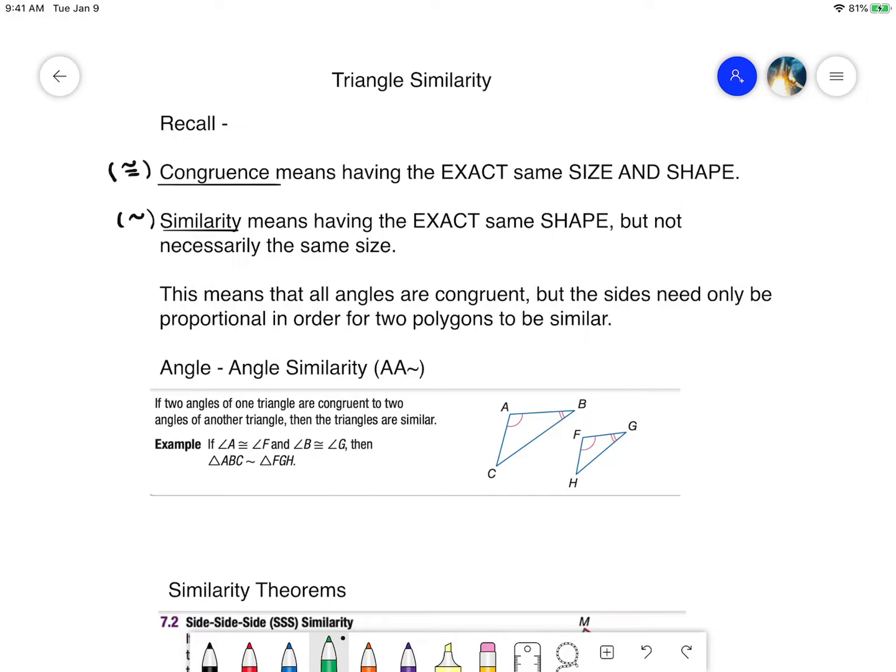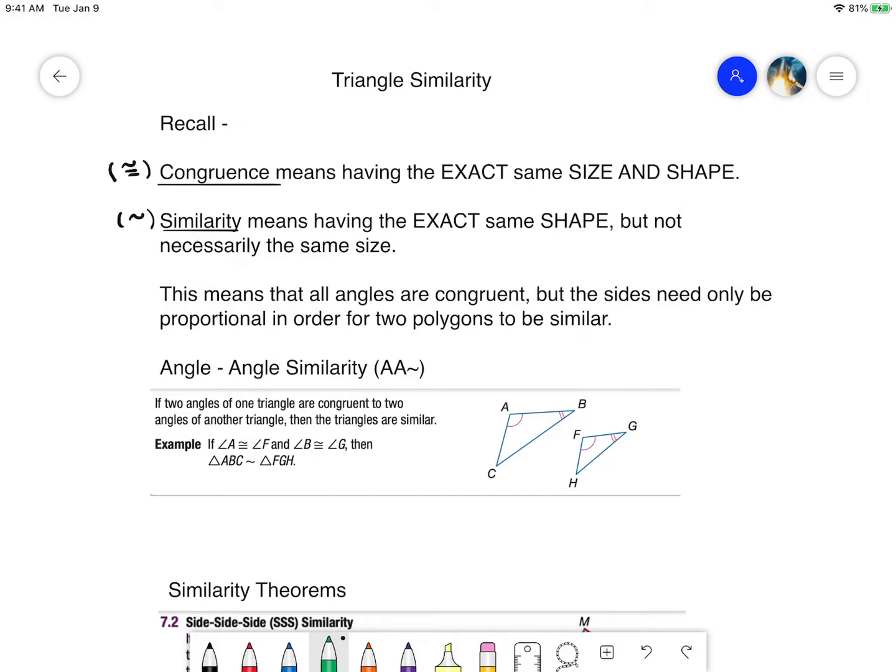The first one being congruence. Understanding that congruence means the exact same size and shape, which is why we can always put that equals sign with congruence. In fact, even the symbol for congruence has the equal sign in it.